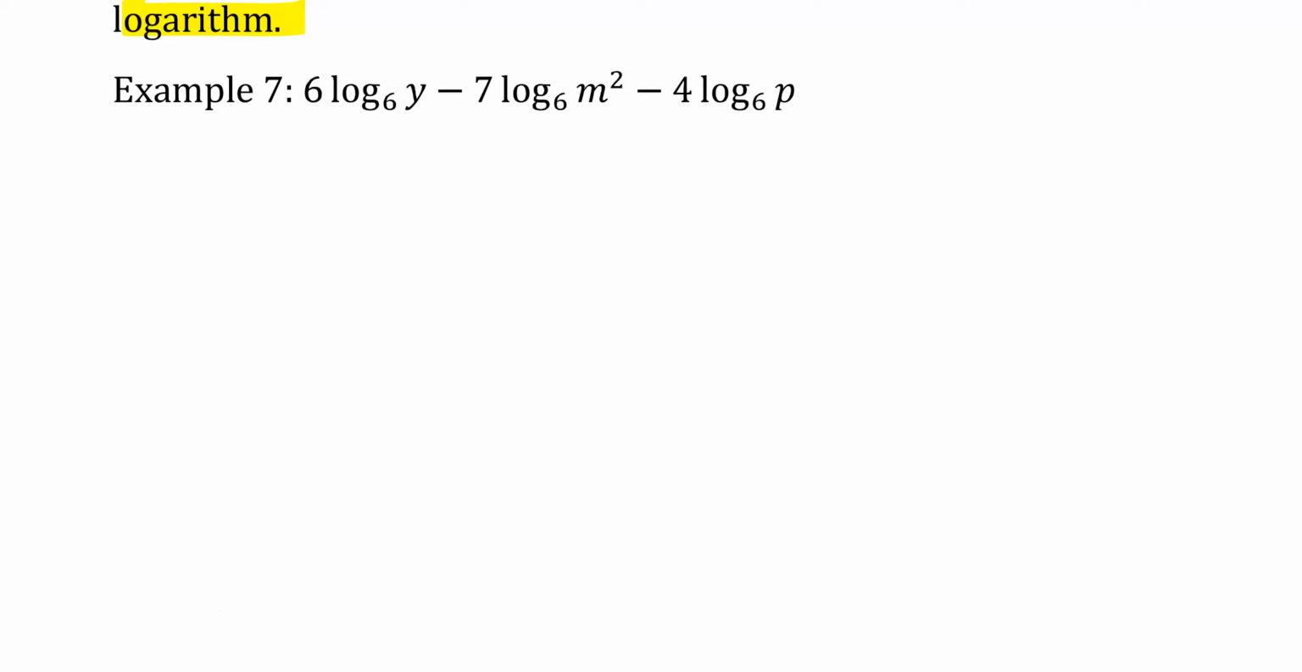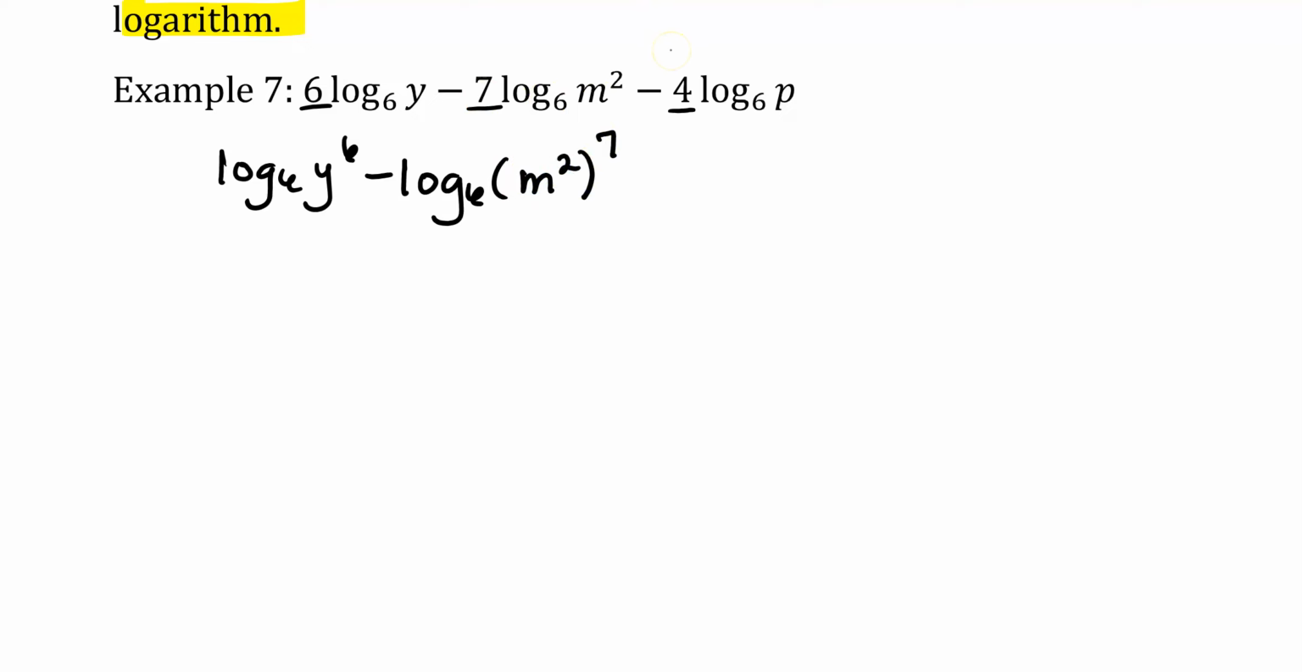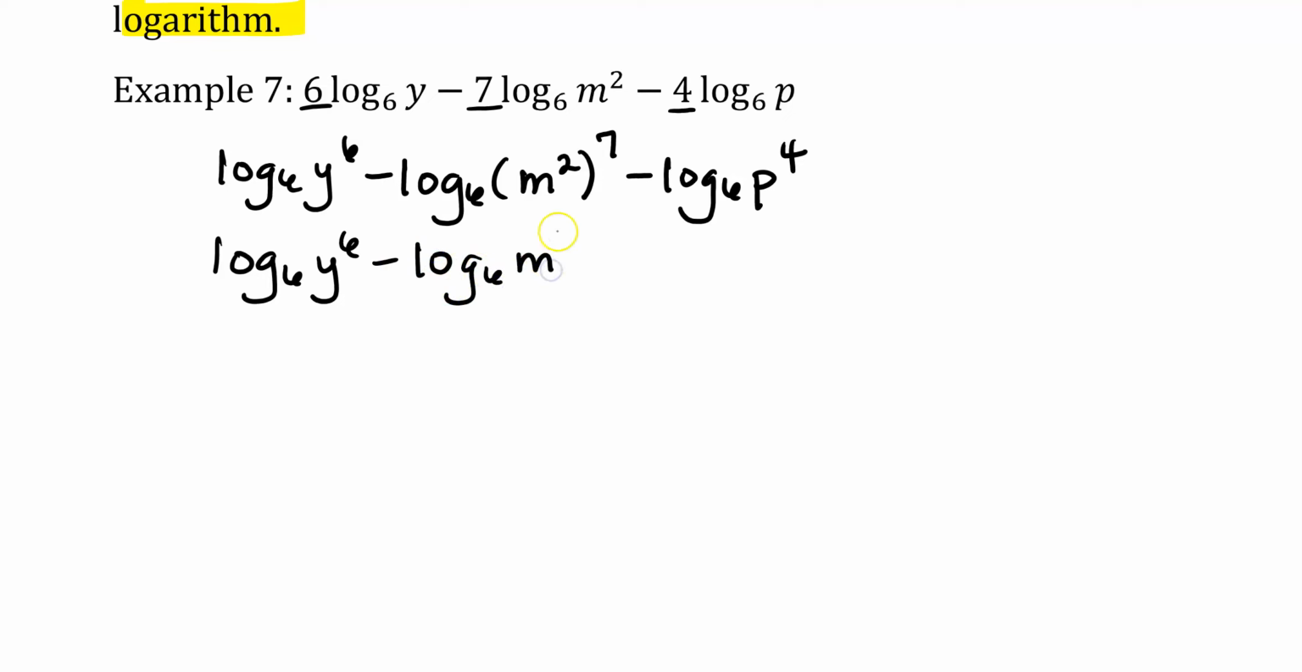In example 7, we will begin by using the power rule to send all of the coefficients on those logarithms back up to the exponents. So the coefficient of 6 will be going to the exponent of y. The coefficient of 7 will be going to the exponent of m squared. It has to go to the exponent of everything on the inside of the log. And the coefficient of 4 will go to the exponent of p. I'll go ahead and simplify that. M squared to the 7th power. Rules of exponents tells us that we combine those exponents by multiplying 2 times 7 to get 14.